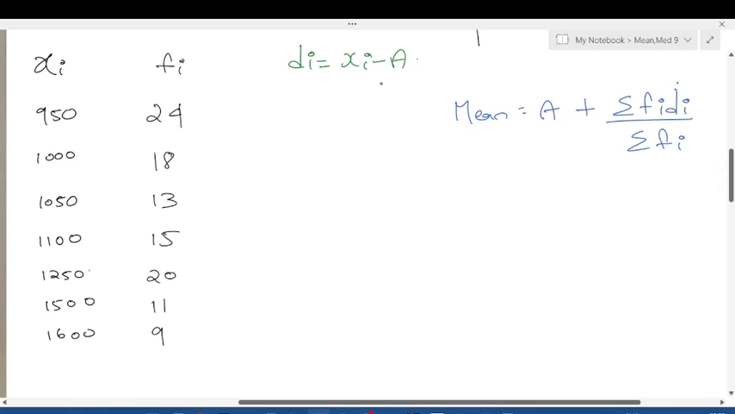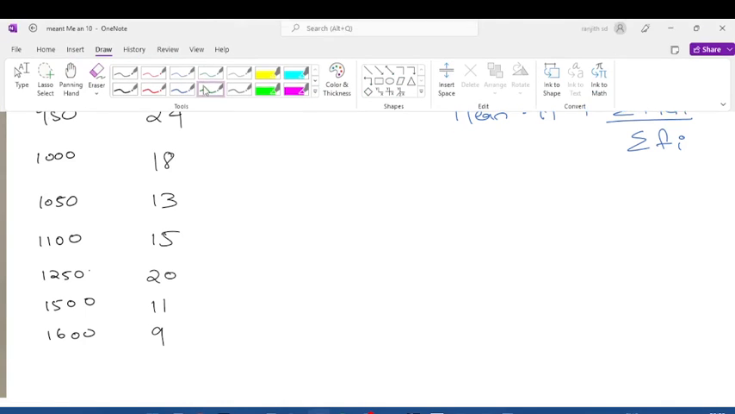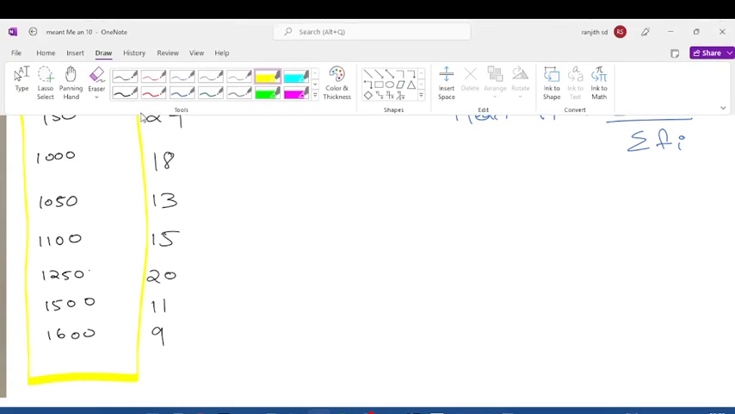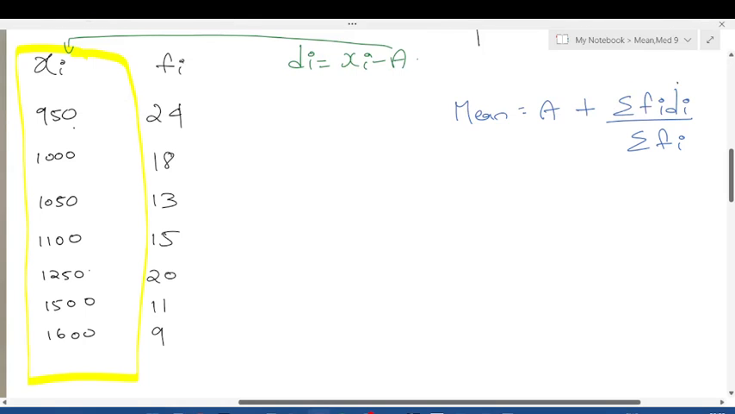Now, the most important part is what A is. A stands for the assumed mean. You have to assume a value before starting the question itself, and you have to assume it from xi, the first column. There are so many values here. It is better to assume the middle one. Which is in the middle, from 950 to 1600?